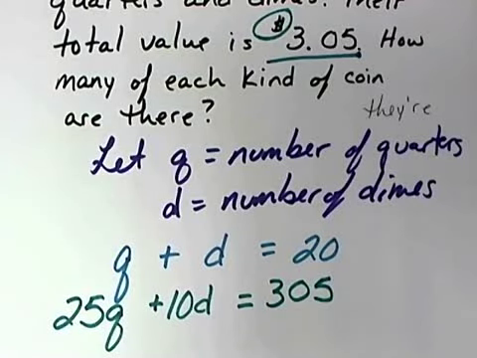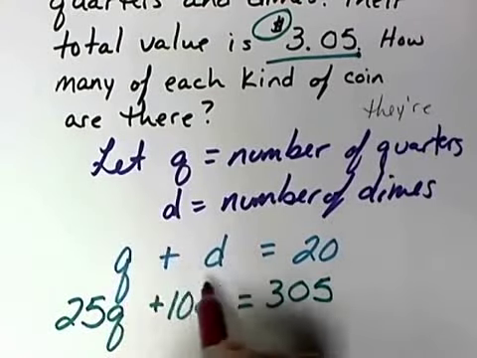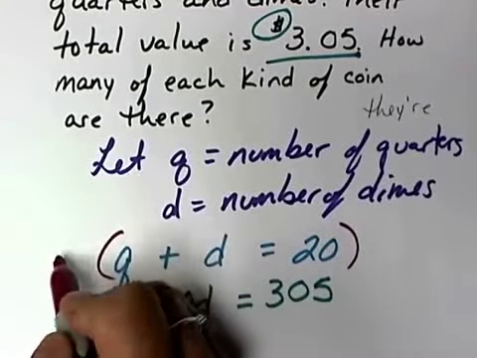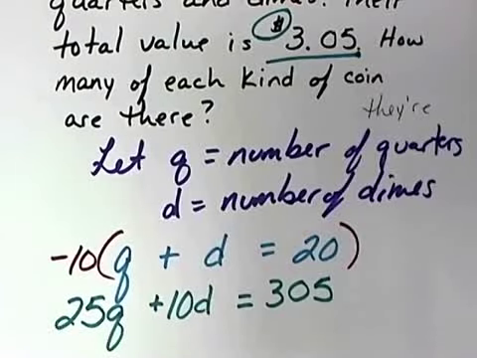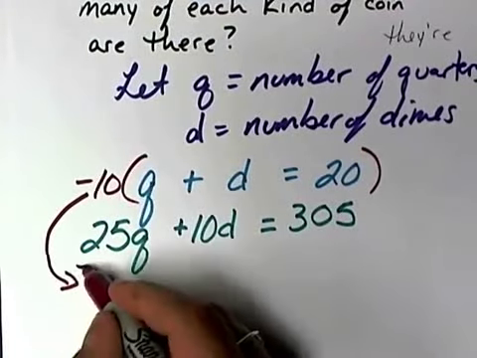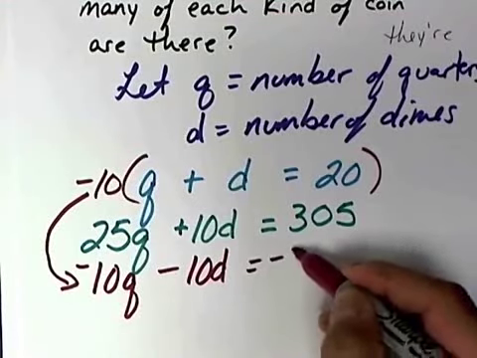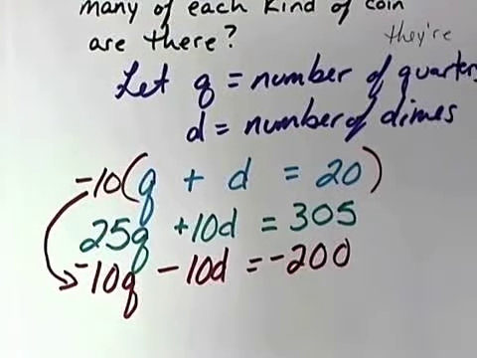I always like to eliminate my smaller variable if I can, so that I don't have to deal with negatives. So I am going to get rid of my D's. I have 10D over here, so I need negative 10D to add to it. To make this negative 10, we're going to multiply this entire equation by negative 10. Once again, I'm just going to rewrite that underneath. That's going to give me negative 10Q minus 10D is equal to negative 200.